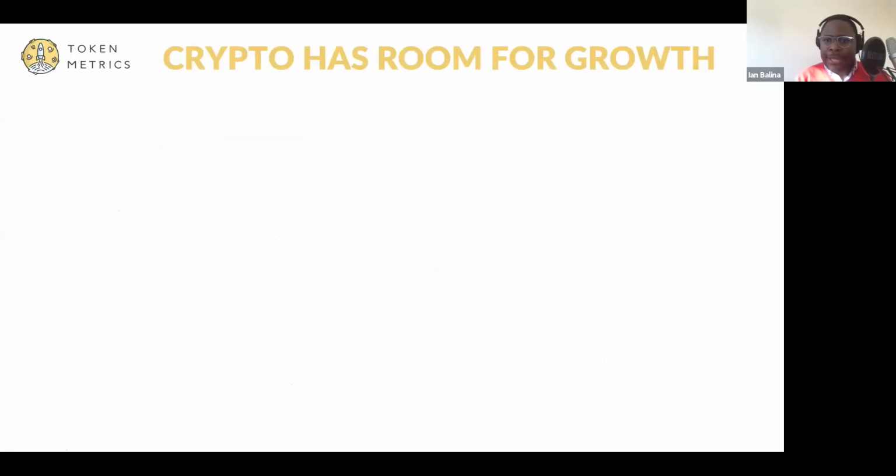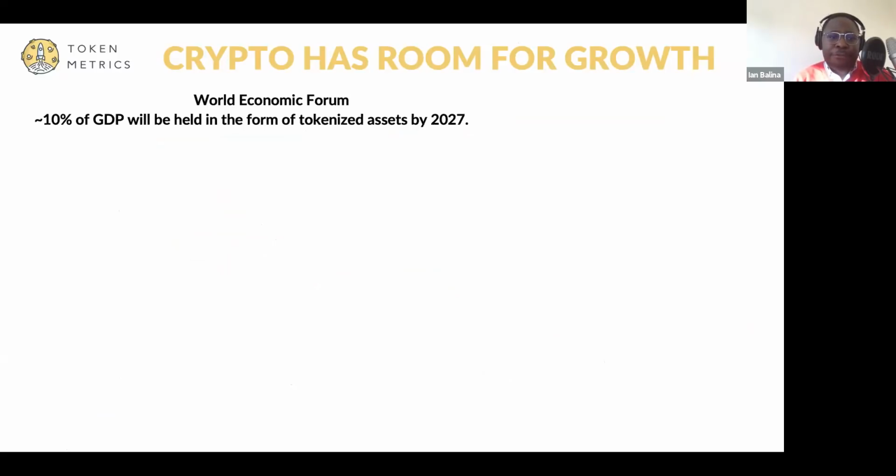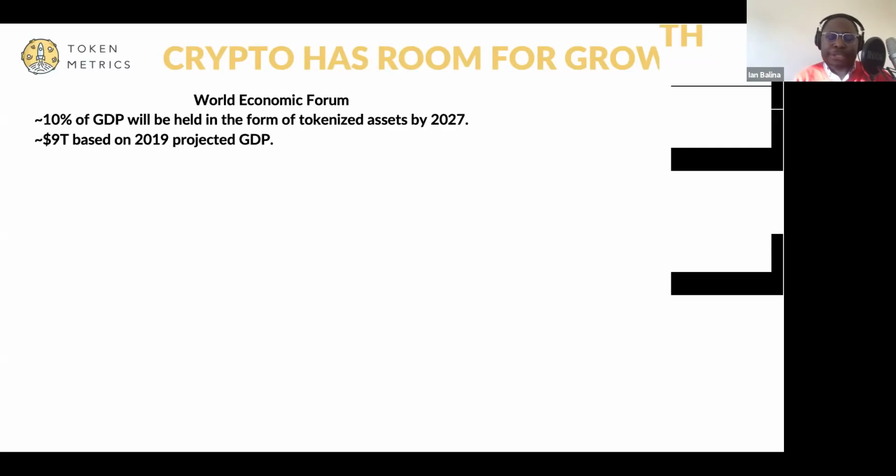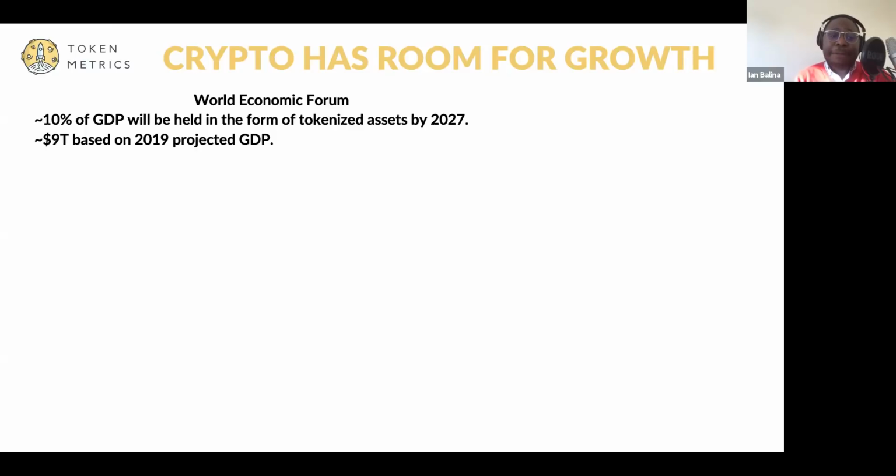All right, so up next, crypto still has room for growth. One of the things people keep asking us is, hey Ian, hey Tokimetrics team, is it still early to make money in crypto, or is it too late? If we look at what experts are saying, the World Economic Forum predicts that 10% of GDP will be held in the form of tokenized assets by 2027. If we take the current projected GDP, that means about $9 trillion will be in tokenized assets and cryptocurrencies.